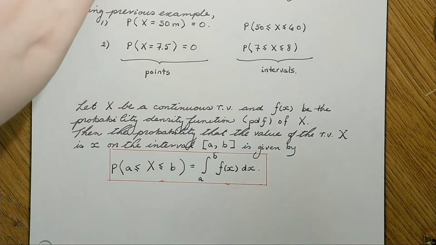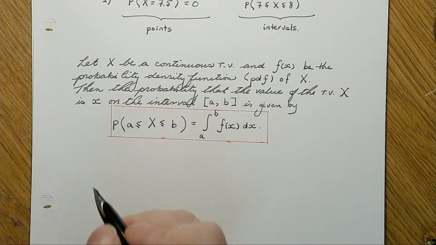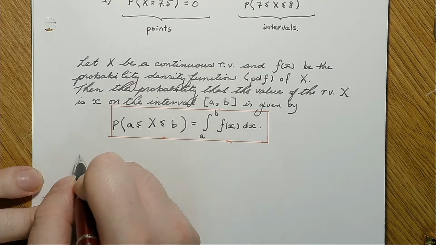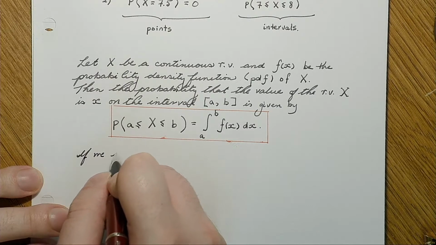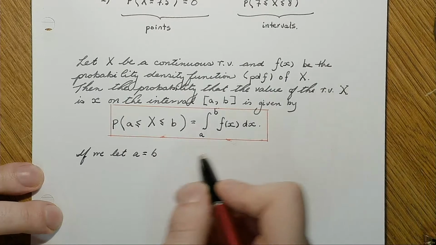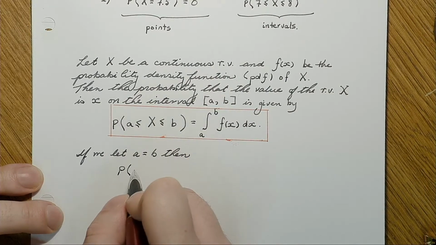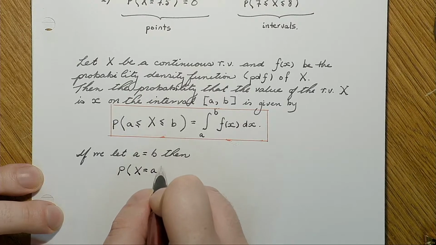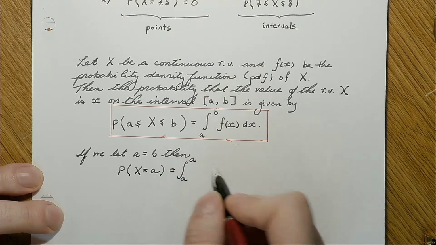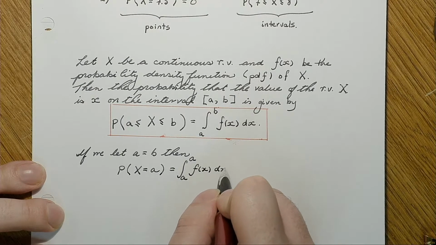So this is important. And now it should become a little bit more clear why we can't integrate on a point, why the probability is 0. So if we let a equal b, then the probability is x is equal to a. That means that we're integrating from a to a, and that's one of our rules that we knew from our integration, of the definite integral.